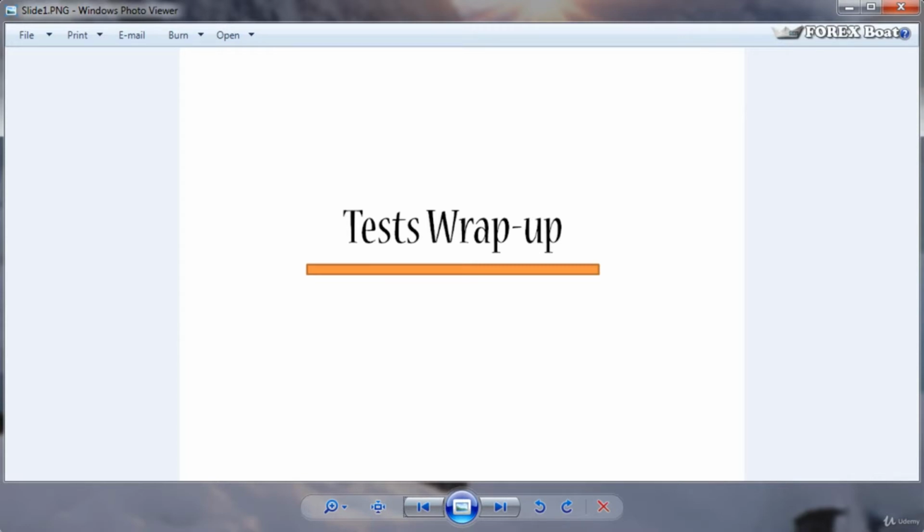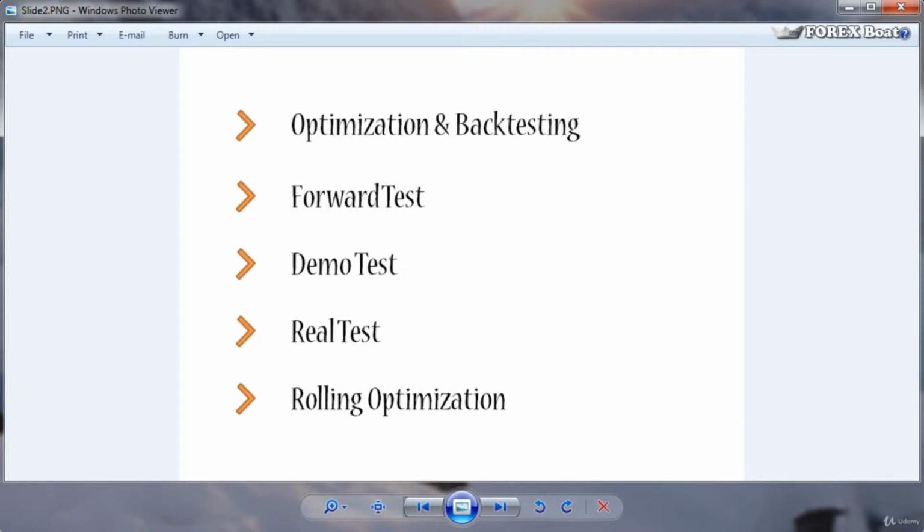In today's tutorial, we will wrap up the practical section of the course. There are 5 main areas relating to testing and optimization of a Forex Robot in preparation to launch it on a large-scale real account. And today I wanted to briefly touch on each of them and give you 3 main points for each one that you could take away from this course for your own future testing and optimizations. So the main 5 areas are optimization and backtesting, forward tests, demo tests, real tests, and rolling optimization. So let's have a look at each one of them in more detail.